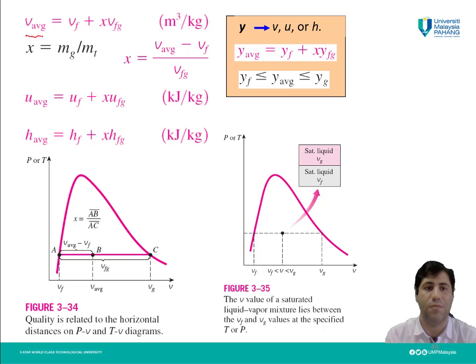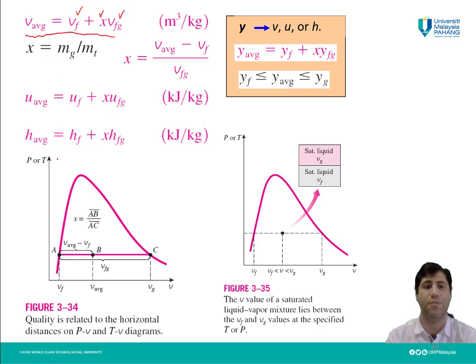This V average can be calculated by this equation. V average is equal to Vf, the specific volume of the saturated liquid, plus x, which is the quality, the mass of the vapor divided by the mass of the total mixture, times Vfg, which also can be found from the table or simply by the equation I showed you, Vg minus Vf. So V average, which is the specific volume for the mixture, can simply be calculated by this equation.